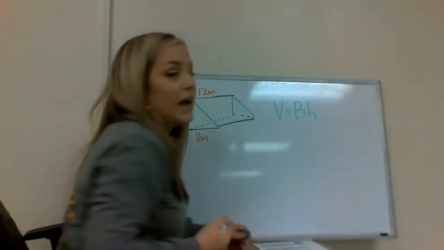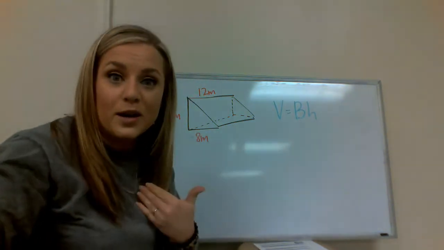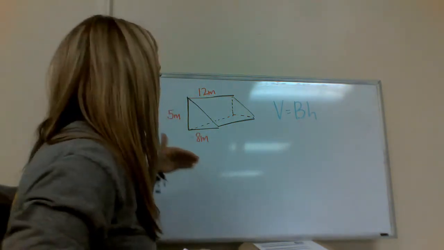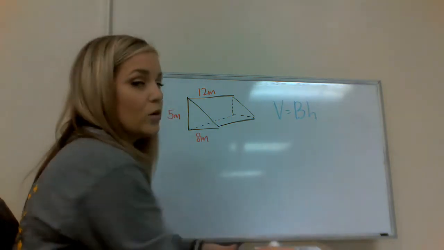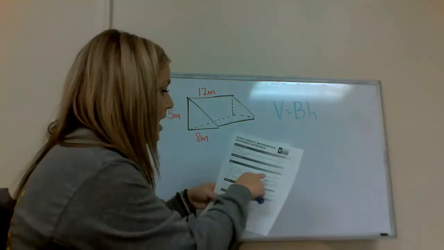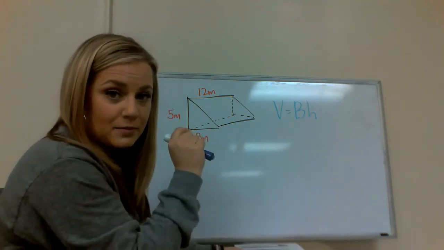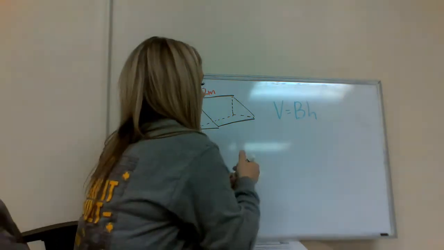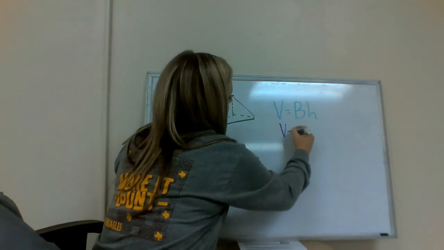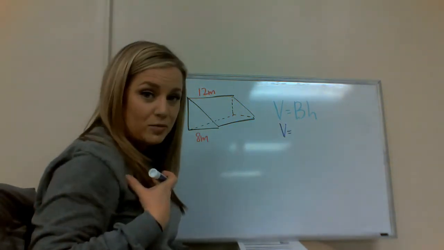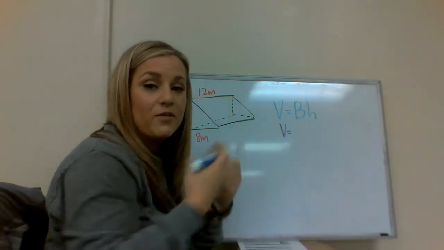times h. So the area of the base. Well, what do we know about the area of the base? We know that the base is a triangle, so we'll go back to our formula chart, and it's 1/2 times little b times little h. So volume is going to be equal to, and I'm going to divide by 2 because instead of multiplying by 1/2, I'm dividing by 2.